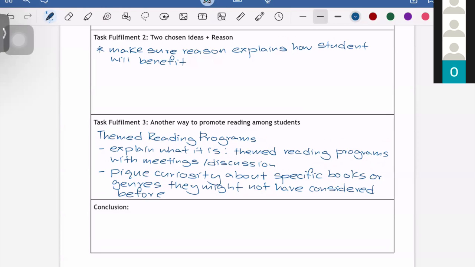Lastly, conclusion. Summarize your choices, so restate choices, and then make sure you thank who you are writing to. So ending sentence, you can say, we would be your student council, so the whole collective.